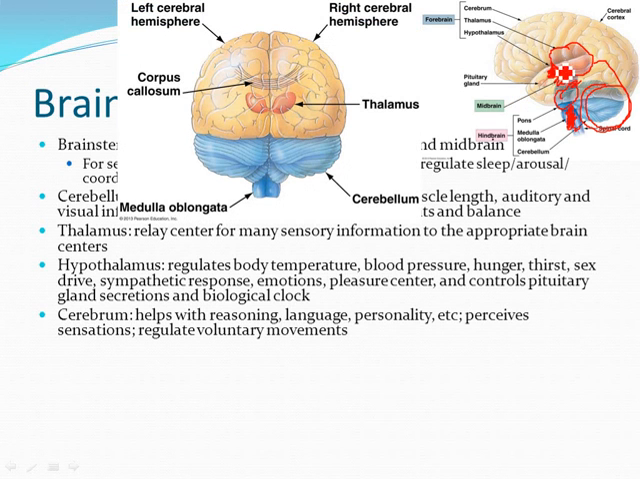The cerebrum is basically everything else here. All of this is the cerebrum. And it has multiple functions as well. It helps us to reason, and helps with our language and personality. It also helps us to perceive sensation, and also helps us to regulate our body movements.